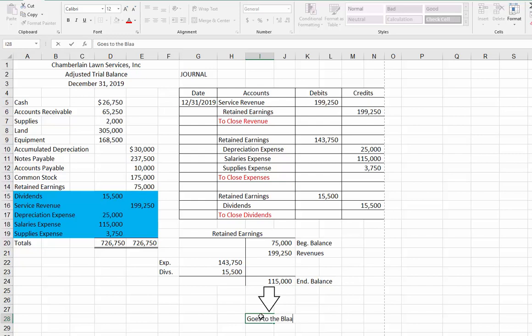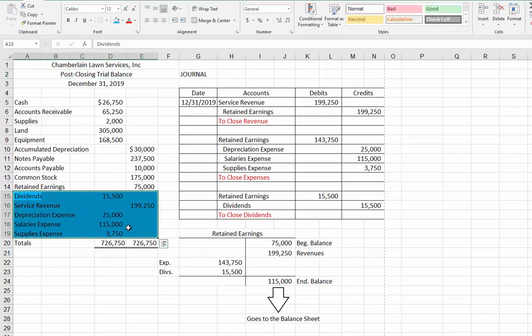the balance sheet. Okay, so the $115,000 goes right to our balance sheet. Okay, the $75,000 is gone. And now if we were to do a post-closing trial balance, so I'm going to change this. You won't be able to do this because you don't have room for that, but I just want to show you what a post-closing trial balance will look like. Post-closing trial balance, all of these are gone.